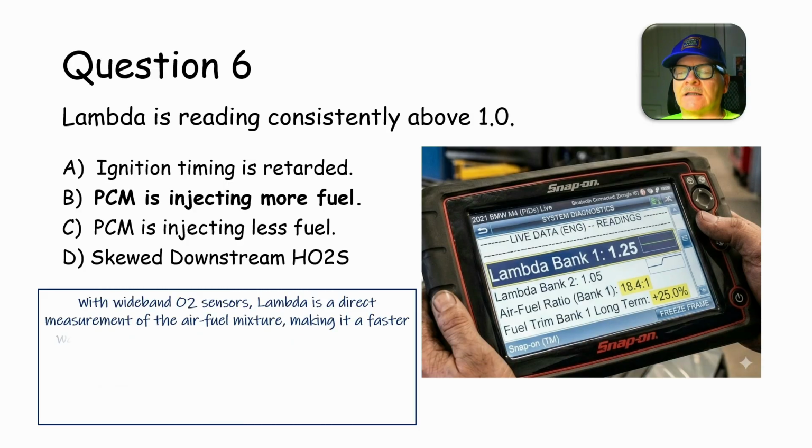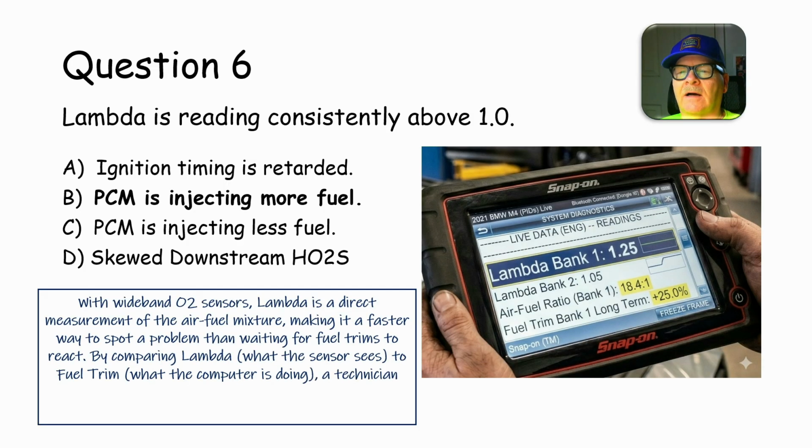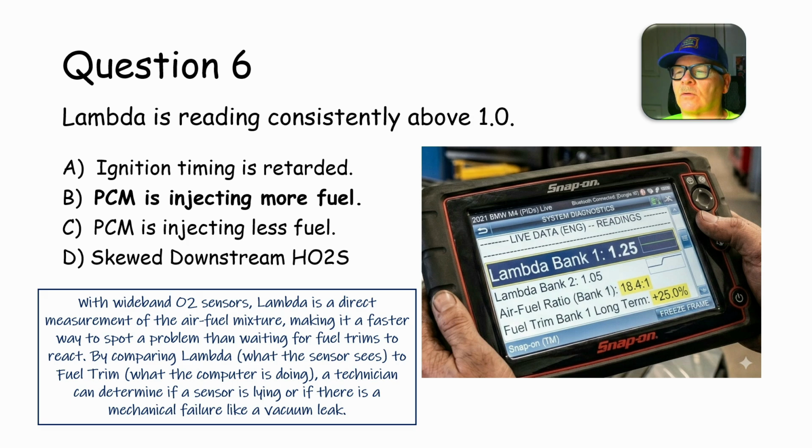Lambda reading is constantly above 1.0. Now, that's going to be putting more fuel in there, and you can get a closer look at these scan tool readings right here. With wideband O2 sensors, lambda is a direct measurement of the air-fuel mixture, and it makes it a faster way to spot a problem than waiting for fuel trims to react.